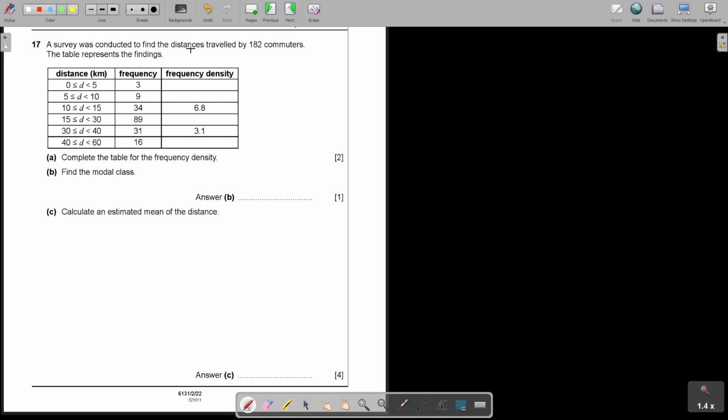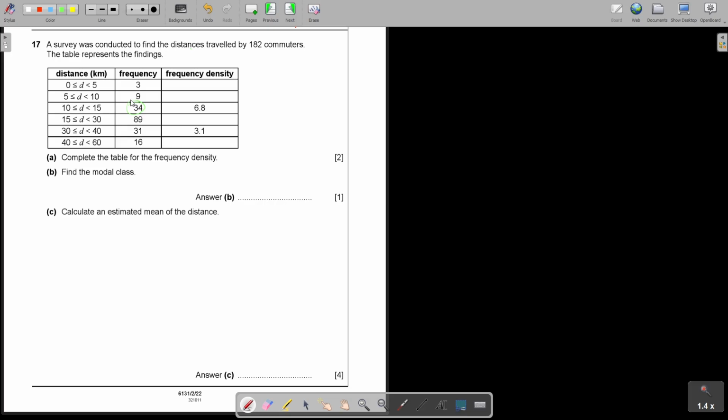Now complete the table for the frequency density. Remember first how we get frequency density, but they help you by giving you values. We just take the frequency and divide it by the class width. The class width is 15 minus 10, which is 5. So take 34 on your calculator and divide it by 5, and it's 6.8. Then 31 divided by 10, because 40 minus 30 is 10, and you get 3.1.